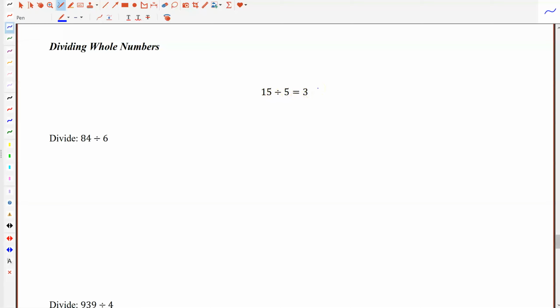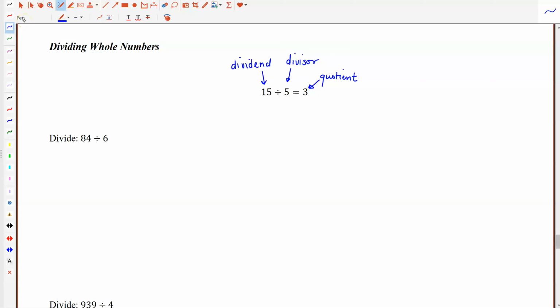Again, we have special names for each number in the problem. This 15 is called the dividend. The 5 is called the divisor. And this 3 over here is called the quotient. Now sometimes we say that it does not divide evenly, and then we'll get something called a remainder, and we'll look at that in just a moment.